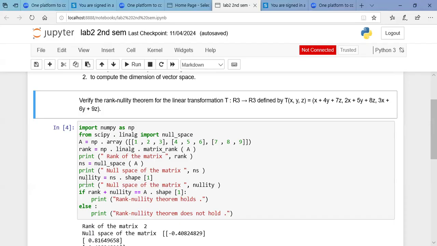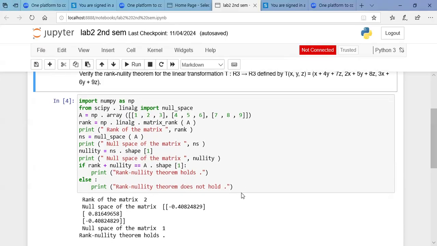To check this, we will take the nullity as the shape of the null space along axis 1. Then we will print the nullity of the matrix. If the rank plus nullity is equal to the dimension of the defined matrix A, then we will give the command to print that the rank nullity theorem holds. Else, if it is not equal, we will print that the rank nullity theorem doesn't hold. For the given transformation, the rank and nullity theorem holds.